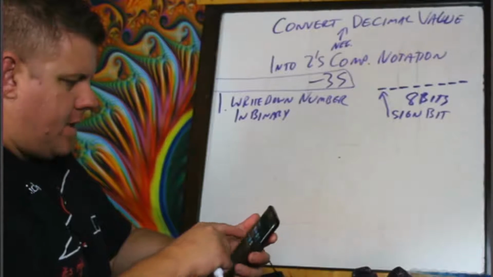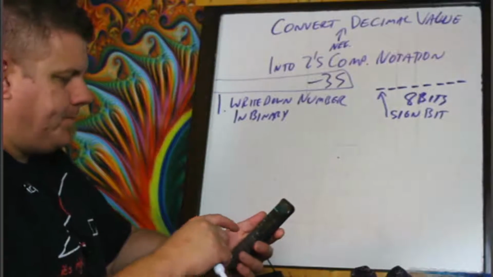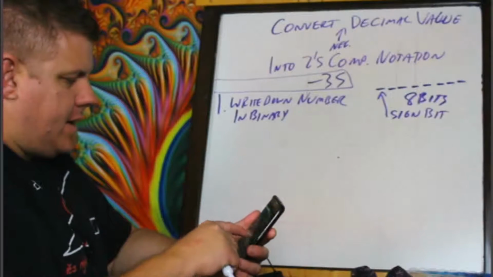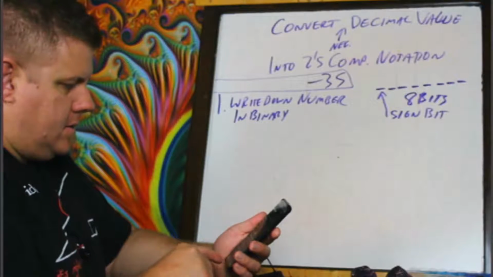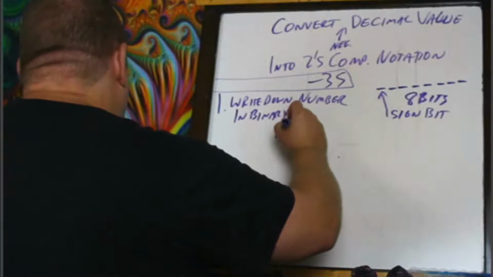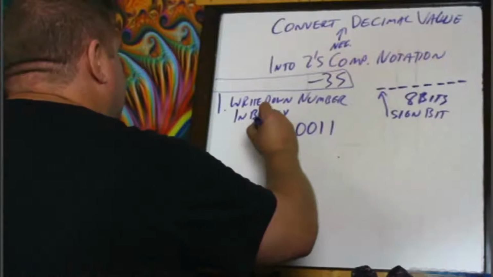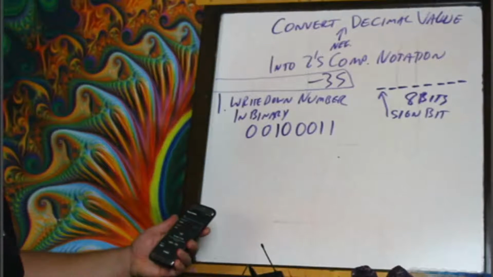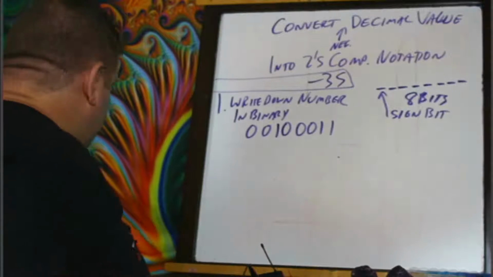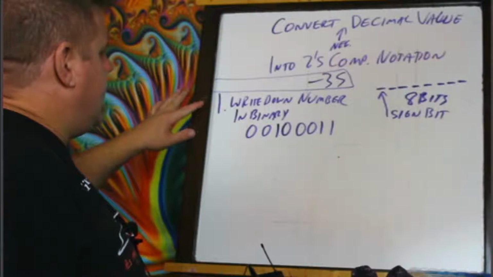I'm going to go to my binary converter so I don't have to sit down at my computer, and I don't want to do it in my head. So we are converting 35 from decimal to binary, and that is 1, 0, 0, 0, 1, 1. And so I'm going to put the leading zeros out in front here so that we make 8 bits.